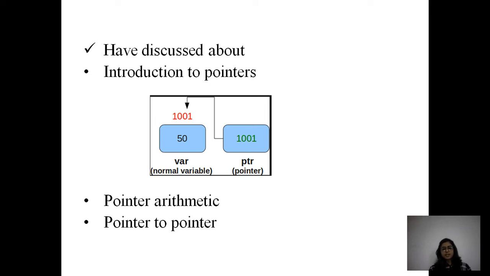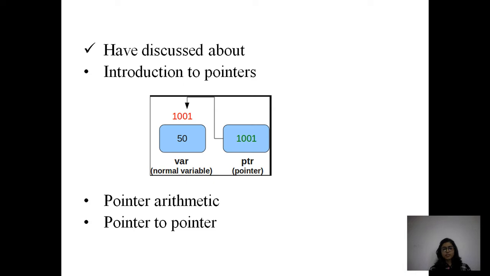In the given diagram it is clear: suppose we have a variable having the value 50. Now we declare a pointer ptr. This pointer will store the address of var, that is 1001, which is the address of the variable var. This we discussed in the last video.